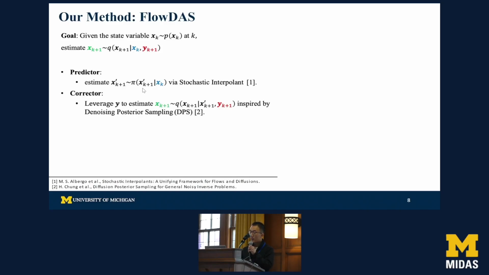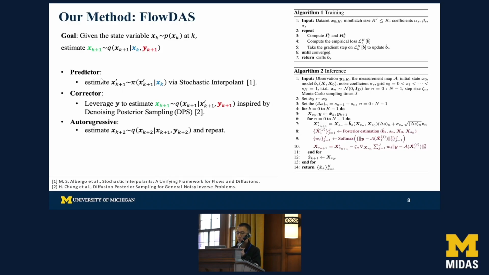And then based on that, we do a corrector. Remember, we have some measurement. We're able to leverage the measurement y to correct our estimation to predict our next xk plus 1. And when we have estimated this, we estimate all the future states using the autoregressive method, right? We estimate the next iteration by repeating the process that we talked about previously. So this is the basic idea, and this is our algorithm for the so-called flow DAS method.